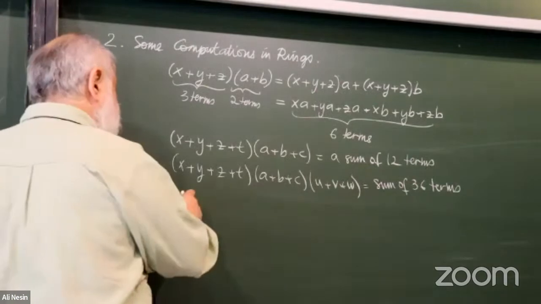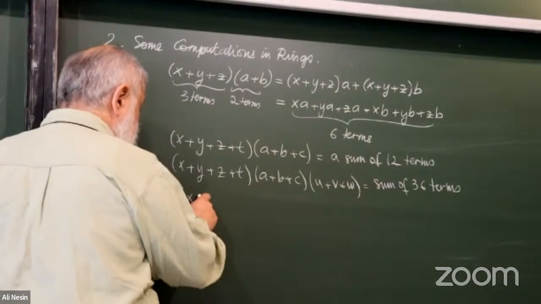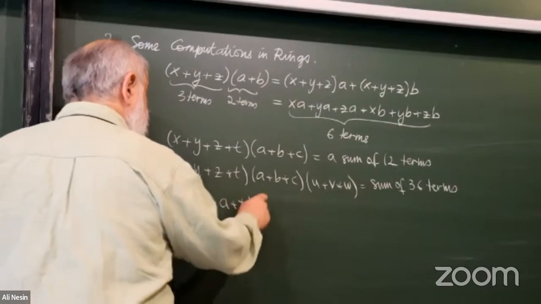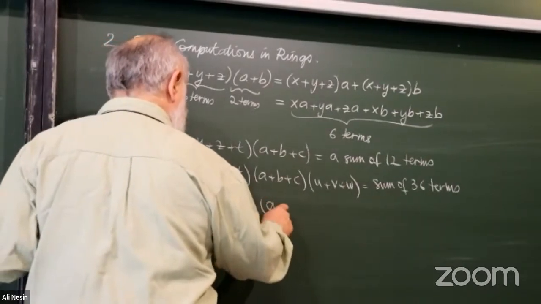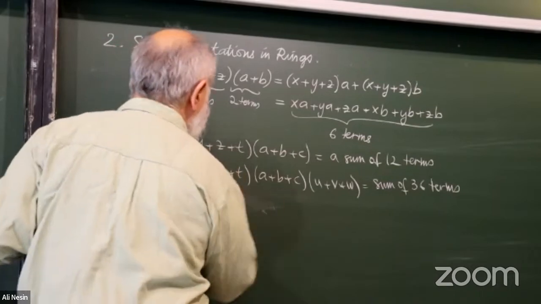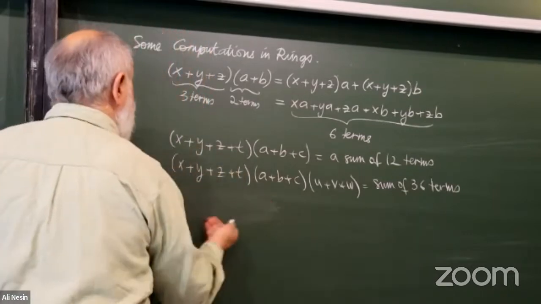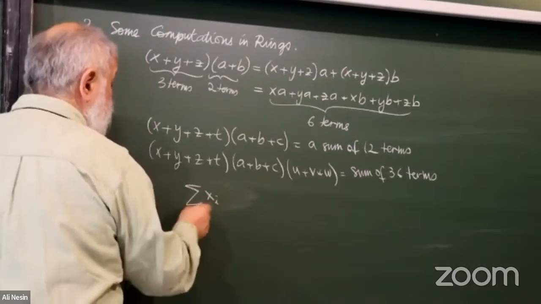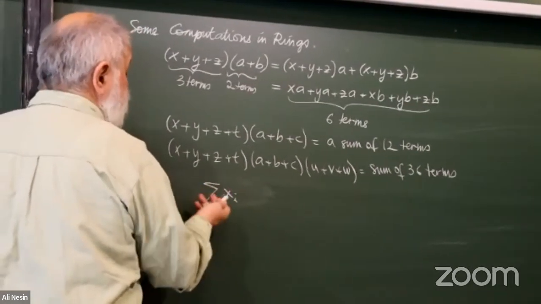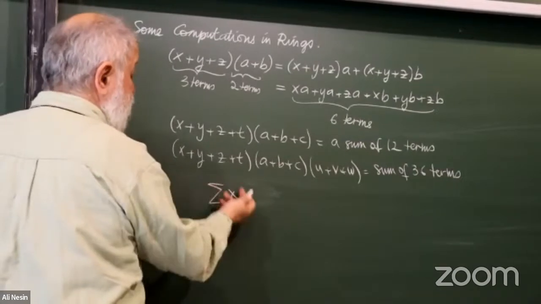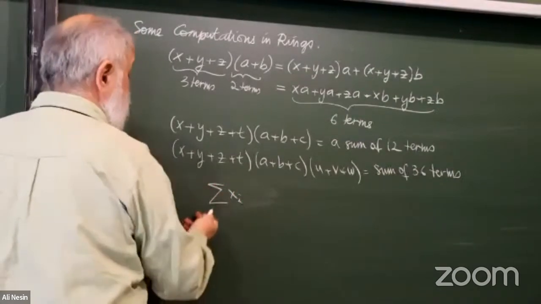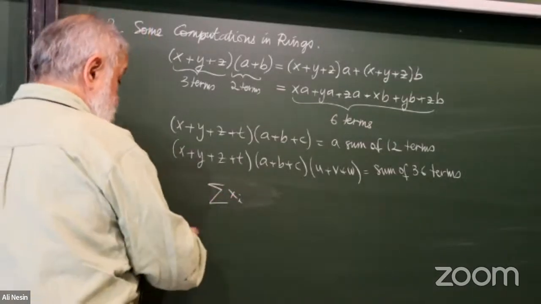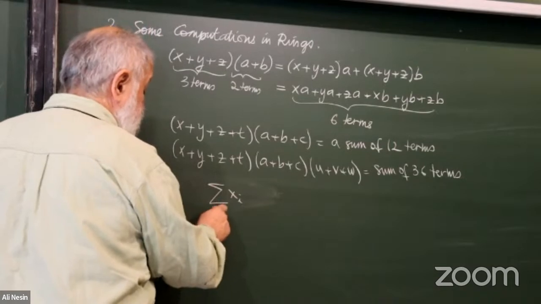Now, in general, when we multiply in a ring a sum of xi's, a finite sum of course, in a ring you can only add finitely many terms normally. In order to add infinitely many terms, you need some convergence. So this is i going from 1 to n, say.